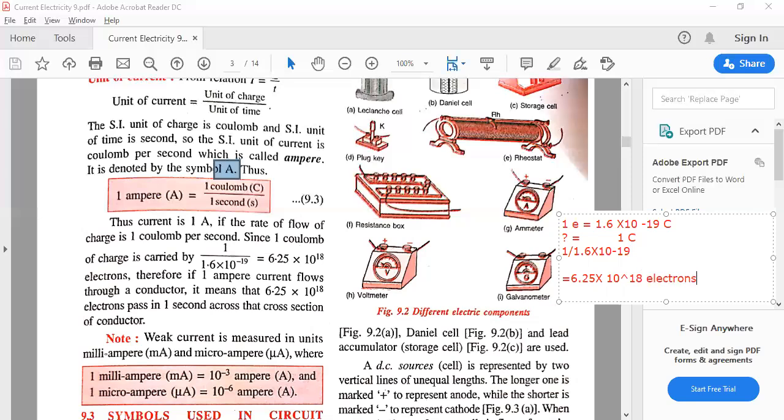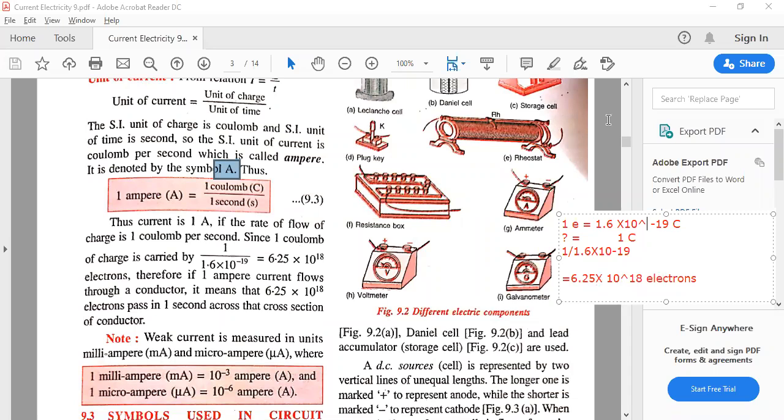Okay? Unitary method. We did unitary method. So 1 electron is 1.6 into 10 raised to minus 19 coulomb. So in 1 coulomb, how many electrons will there be? It is 1 upon 1.6. Okay? So how many? 6.25 into 10 raised to 18 electrons.